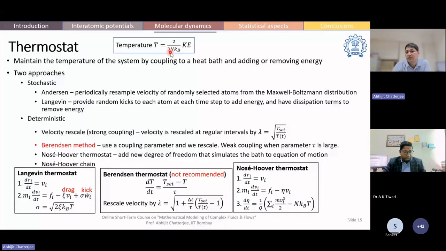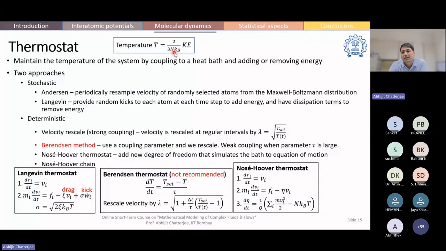And here, n is of course the number of atoms present, and Kb is the Boltzmann constant, and this equation comes from something called the equipartition theorem in statistical thermodynamics. So if we were to fix the temperature, it basically means that we need to set the average kinetic energy to a certain value. And this can be done by coupling the system to a heat bath and adding or removing energy. If the kinetic energy is too high, we can lower it.